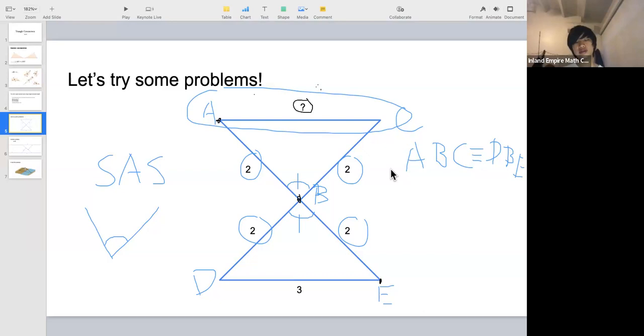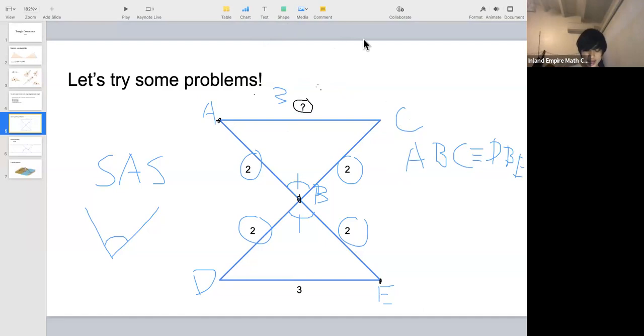Well, the right answer is actually 3. This length right here is 3. Let's remove some of that. Okay. This length right there is actually 3.